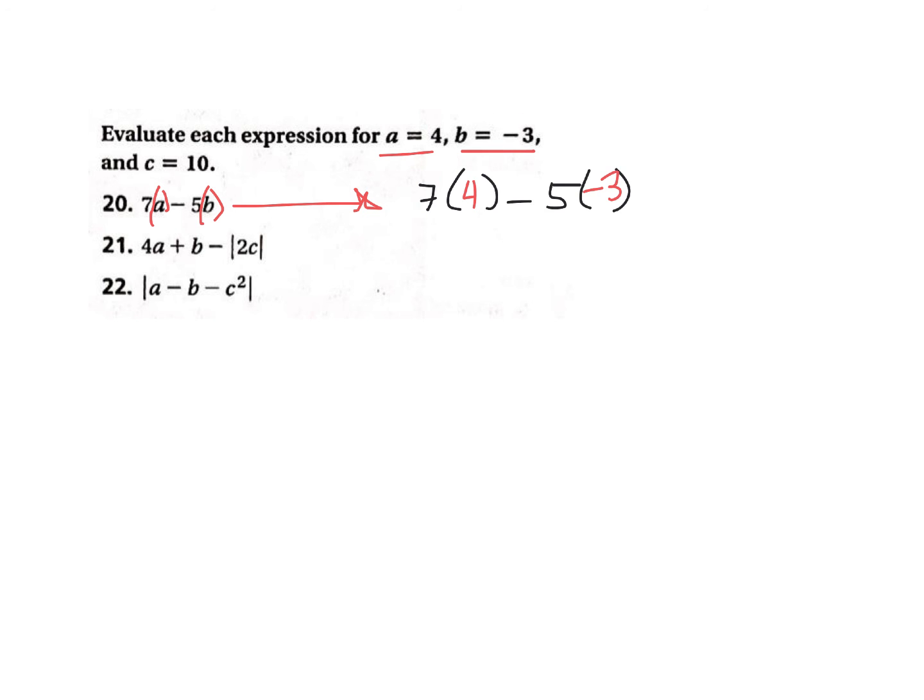So you're just going to do the math. 7 times 4 is 28. And then negative 5 times negative 3 is a positive 15. And then you get 43 as your final answer. And then you do the rest of those.